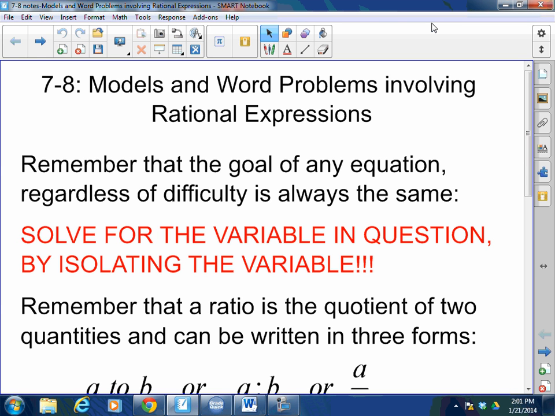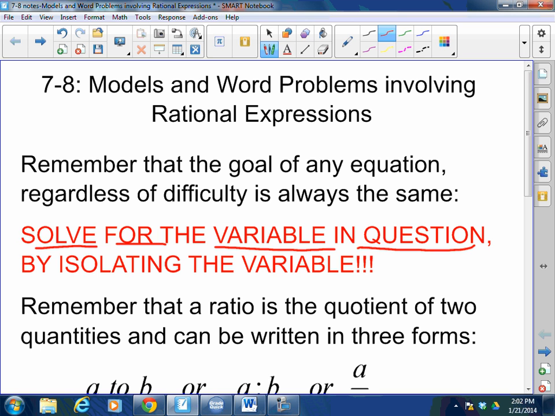Remember that the goal of any equation, I don't care if it's a rational equation or a cubic equation or a quadratic equation or a linear equation, regardless of the difficulty, is always the same. Solve for the variable in question, period, by isolating that variable. Remember that. That's what we're trying to do. We're trying to solve for a variable, okay?